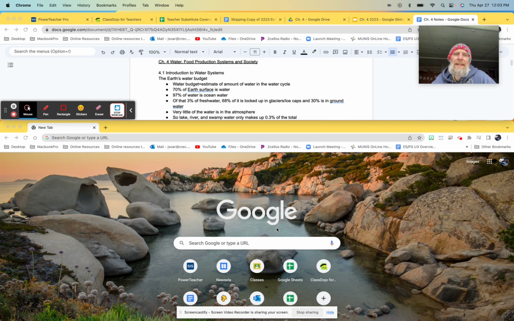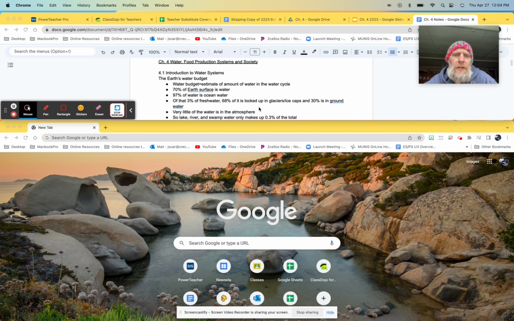Of that 3% of fresh water, 68% of it is locked up in glaciers and ice caps, which is super important because as the sun comes down, it hits those glaciers or ice caps and reflects right back up. It helps keep the temperature of our climate cool. And 30% is in groundwater. That means it's locked up underneath the earth, which is good because then it doesn't evaporate as much and we can tap it and have access to it. And there are other reasons for it. So if you do the math, that leaves 2% for surface water.